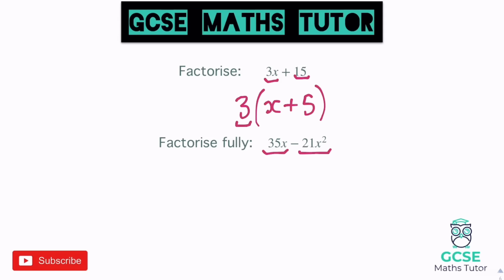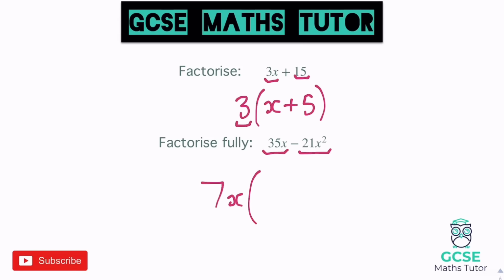So they both have an x in, so there's definitely going to be an x coming out. Just need to think with 35 and 21, what's the biggest number that goes into both of those? That is 7. So the highest common factor of those two numbers is 7. They also both have an x in, so we can take x out as well and then follow the same process. So 35x divided by 7x, or what do we times 7x by to get 35x?